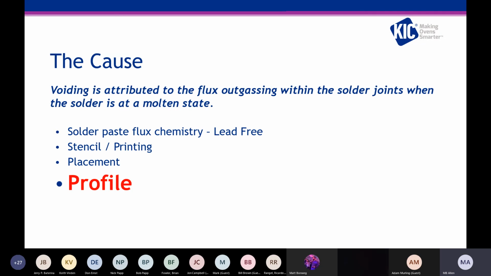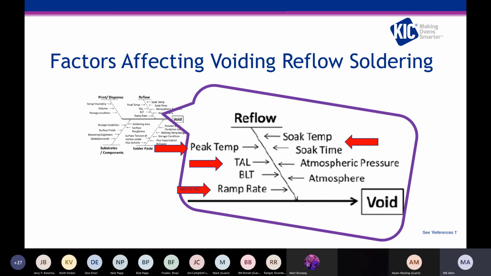So the cause, as you've heard, is attributed to the flux outgassing within the solder joints when the solder is at a molten state. And the cause of that could be any part of your particular process. It could be the solder paste, as we just heard from Indium. The stencil printing process could also be a part of it, and how your placement is once your part is on the pad itself. But also a very big part of that problem could be attributed to the profile. You saw this graph earlier. I'm going to talk a little bit more about it as it relates to the reflow portion of the process.